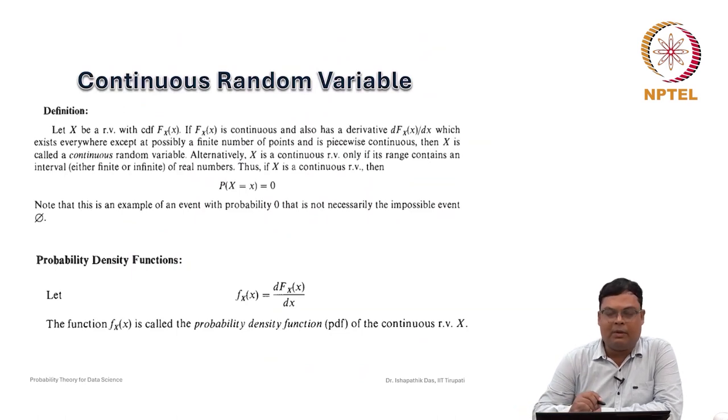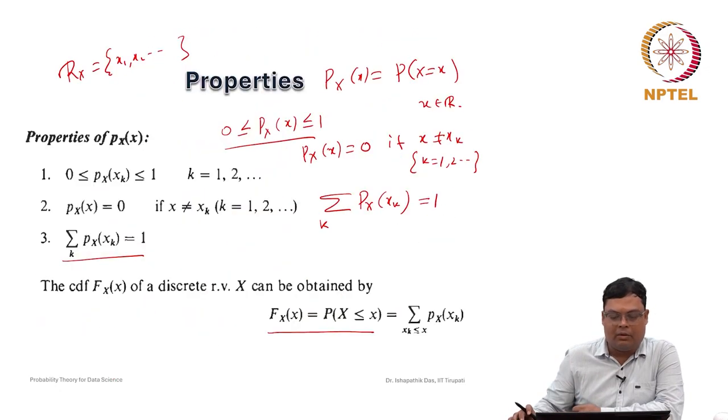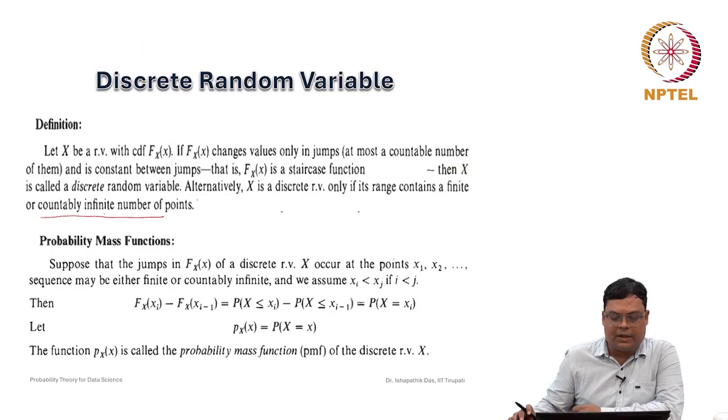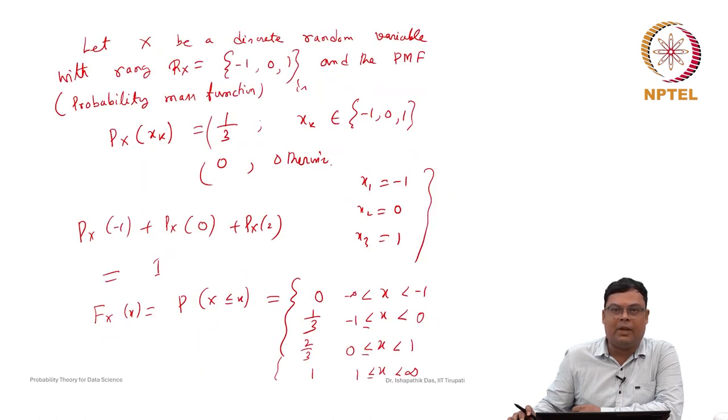So how will a continuous random variable be defined? In the discrete case, you can remember that the distribution function is not continuous. Whenever the discrete random variable we discussed takes a range that is either finite or countably infinite. Here, the random variable will not take discrete values, it will take some intervals. So it will take uncountably many points.